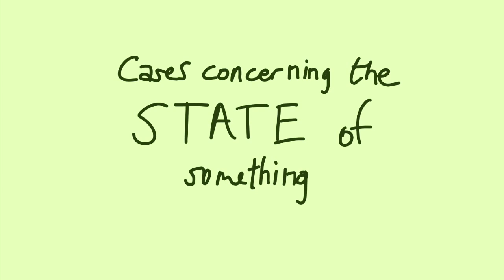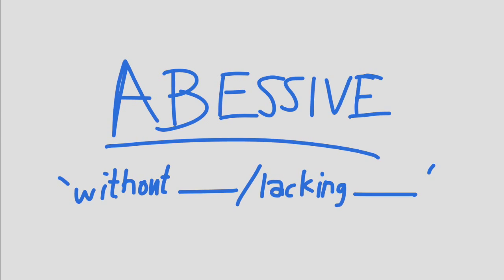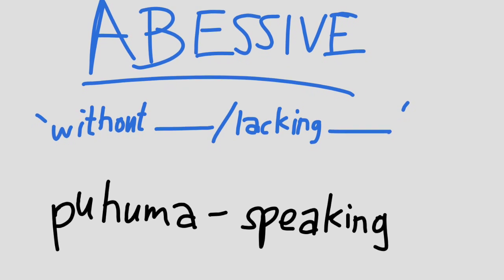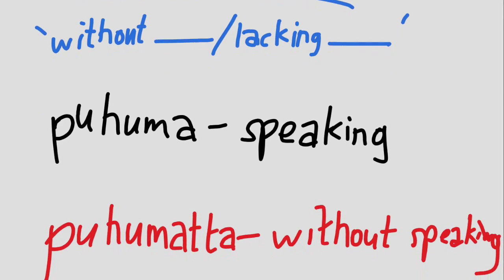There are a few cases that describe the state something is in, like the abessive, which describes the lacking of something. In Finnish, raha means money, and rahatta means without money. Puhuma means speaking, and puhumatta means without speaking. This is also called the privative.